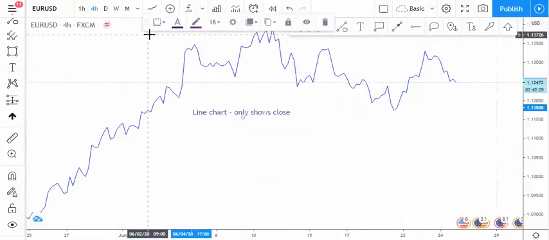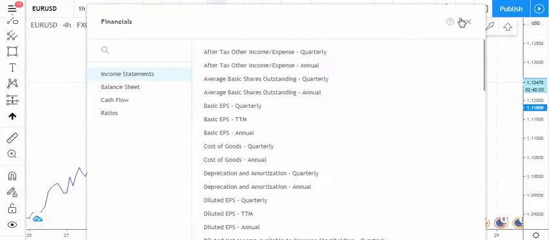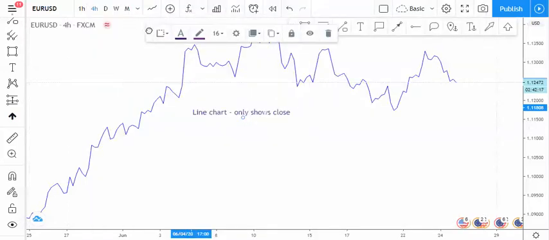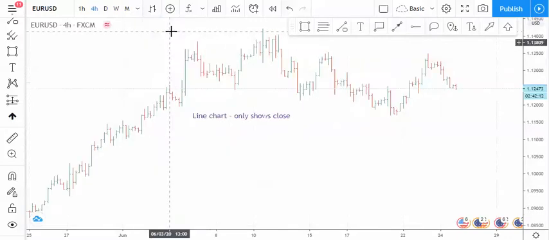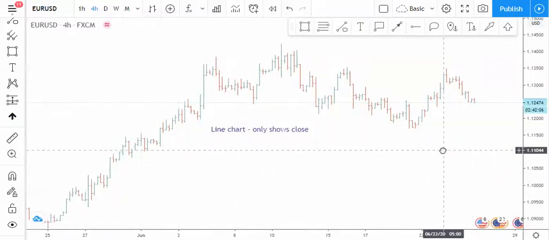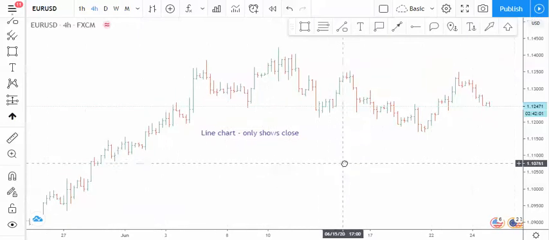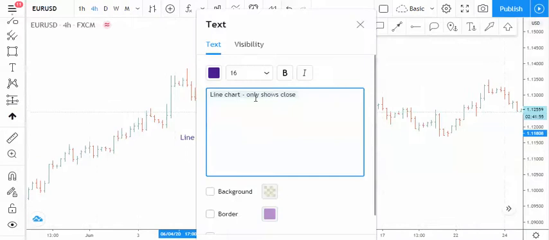The next type of chart that you could look at is the bar chart. Now, the bar chart is similar to the candlestick chart in that each bar will give you 5 pieces of information. So let's start there. Bar chart.